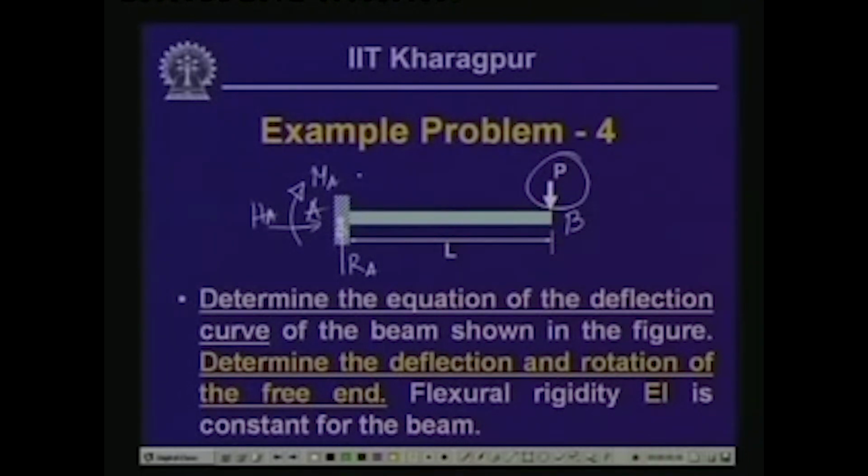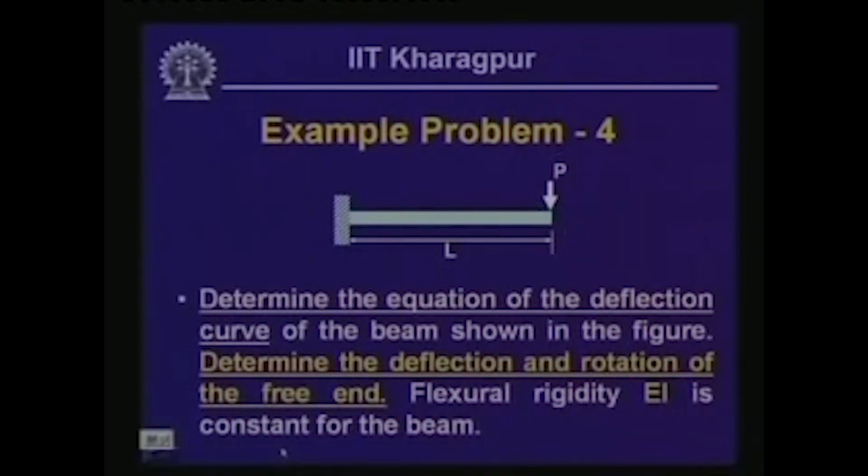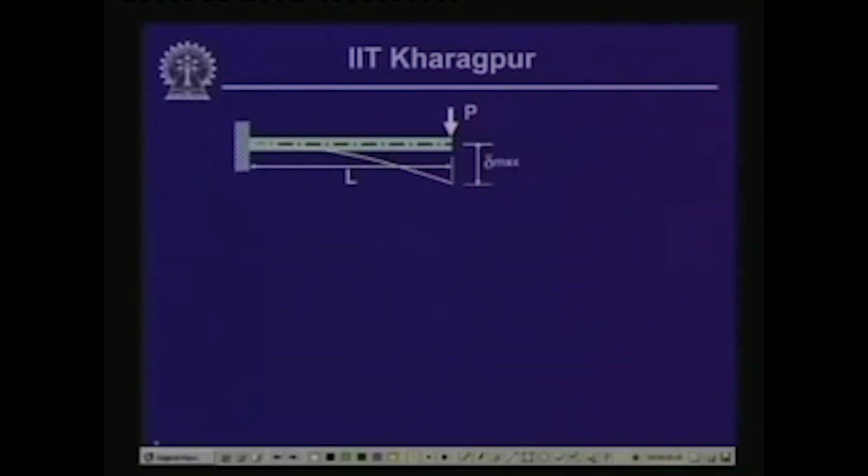Now, here again if we take the horizontal equilibrium, we get Ha equals 0. If we take the vertical equilibrium, we get Ra equals P, and if we take the moment, then we get that Ma equals minus P into L. So, these are the values of the reactive forces, and if we take the moment at any cross section for evaluating the deflection curve.